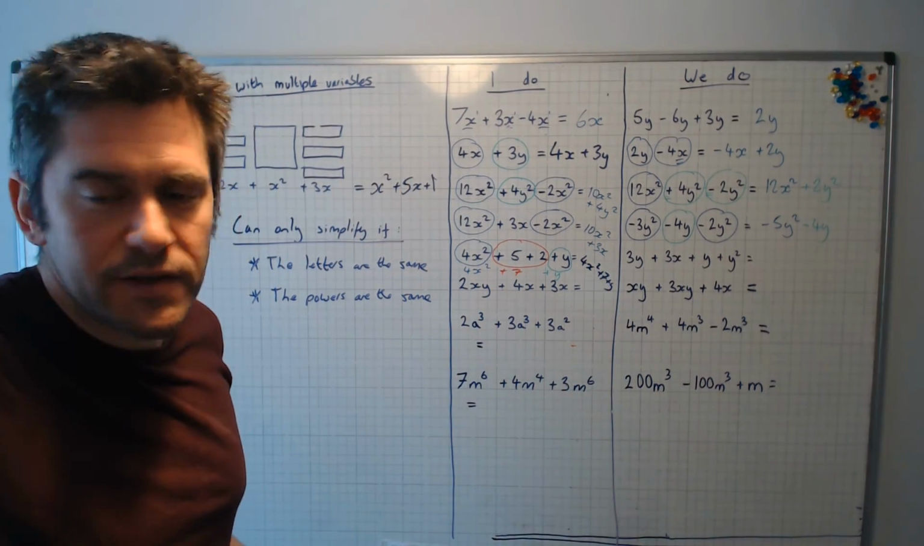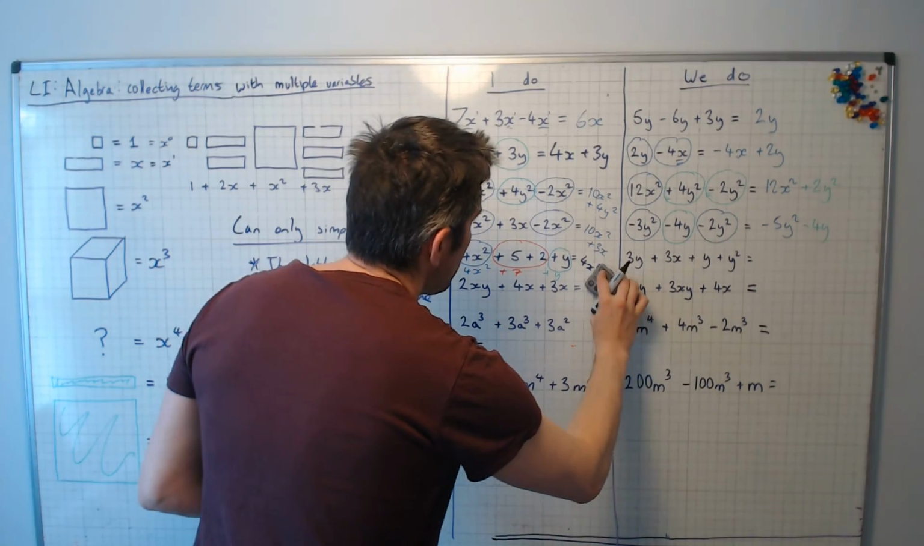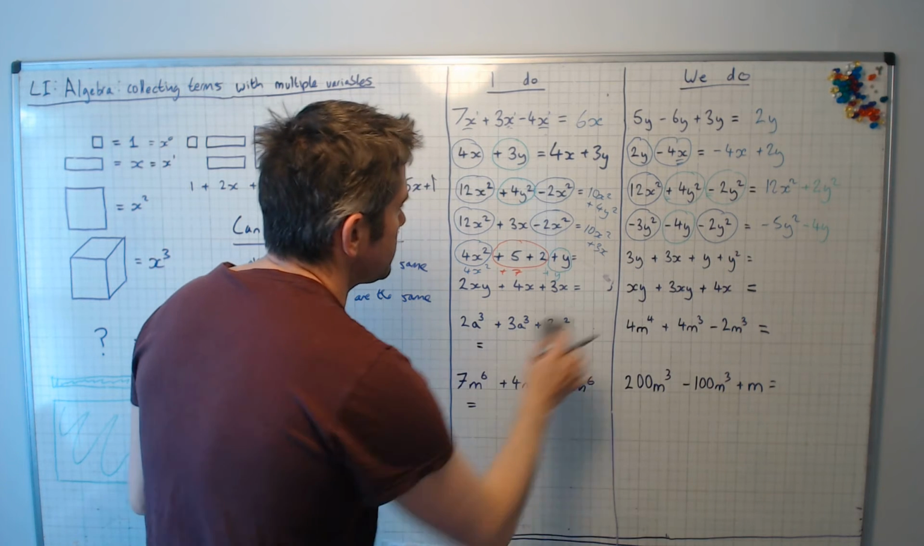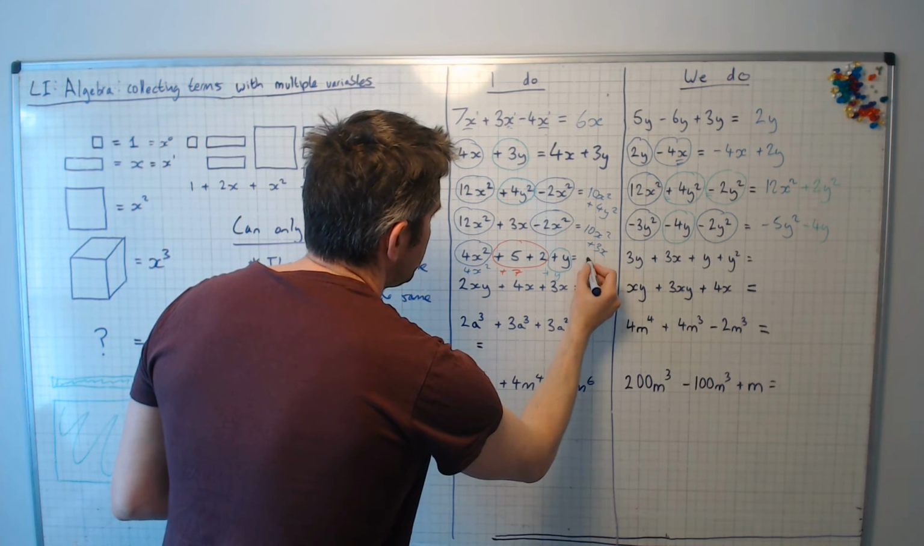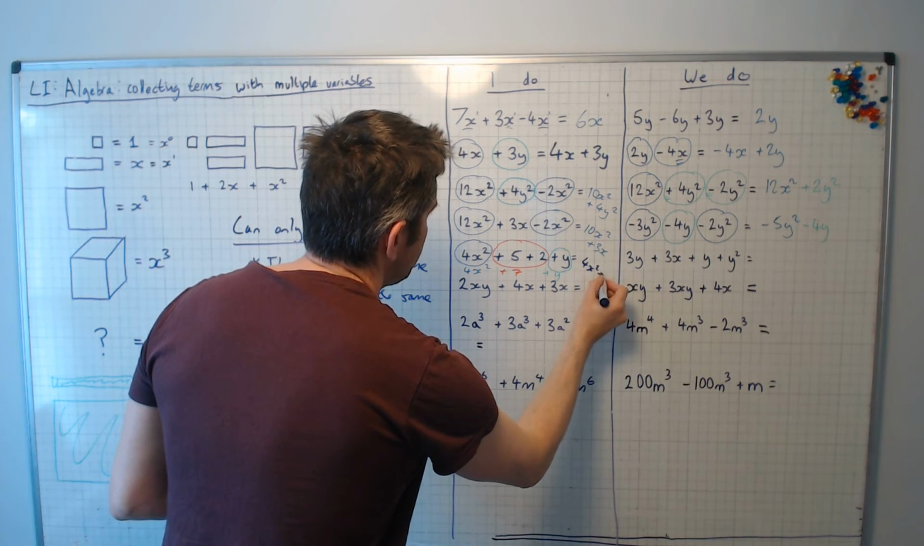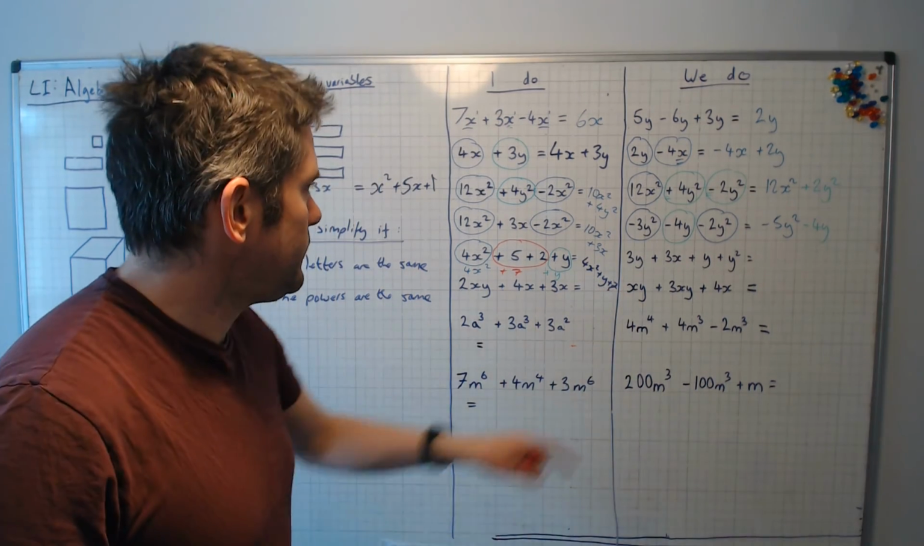Now, much better if we write that y before the constant. So we're going to write 4x squared plus y plus 7. Have a go at this one.